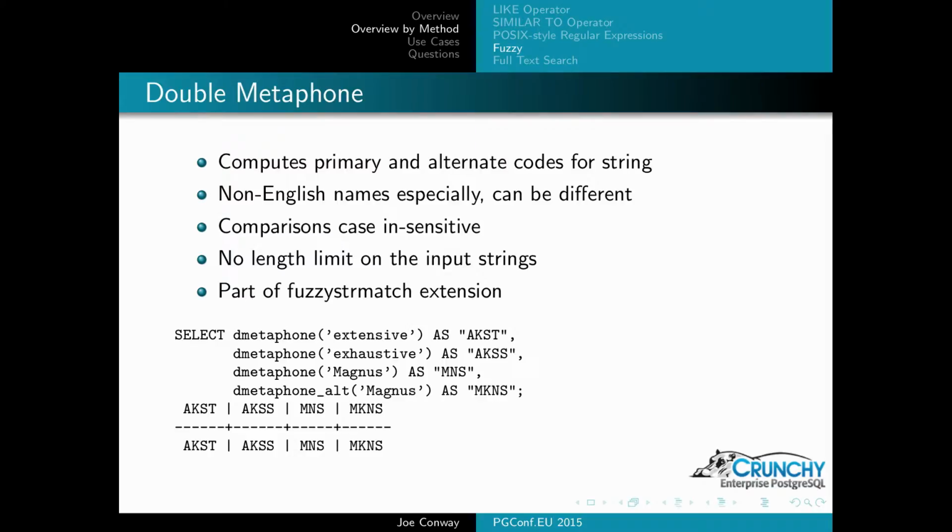And then there's another algorithm called double Metaphone, which actually computes a primary and an alternate code. There's 2 different codes it'll produce. For non-English names especially, the primary and the alternate algorithm can produce different codes. This one is also case insensitive, but there's no length limit on the input string, so it may be useful from that standpoint. You don't have the ability to tell it how long the output should be, though. So in this case, extensive and exhaustive are going to produce slightly different codes.